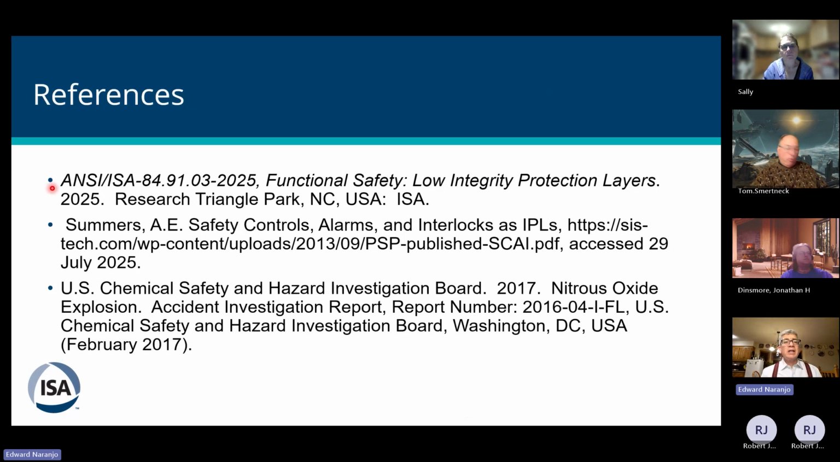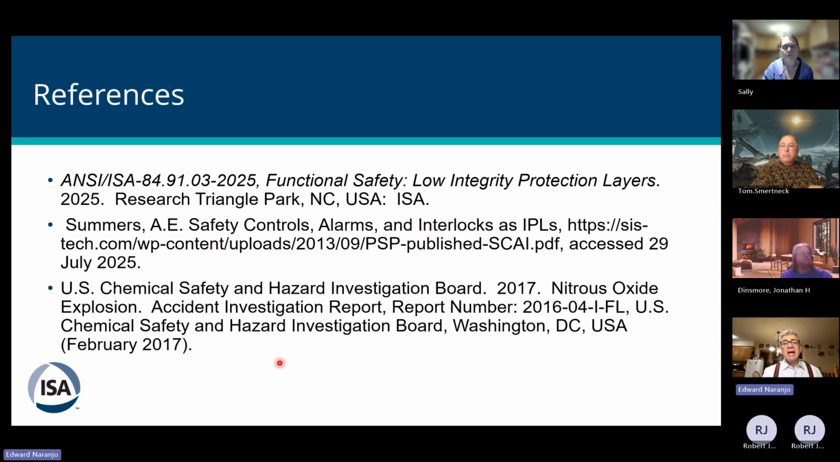It is available on the ISA website. I also will give credit to Angela Summers for her very nice, very comprehensive paper on LIPOs. The previous name was safety controls, alarms, and interlocks, or SCAI, but it just didn't roll off the tongue as well as LIPO.